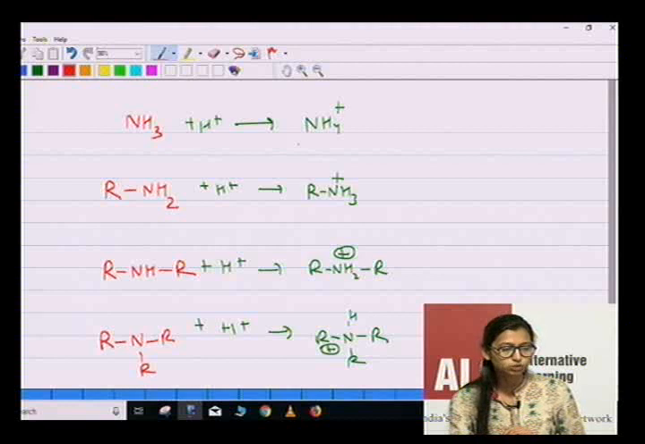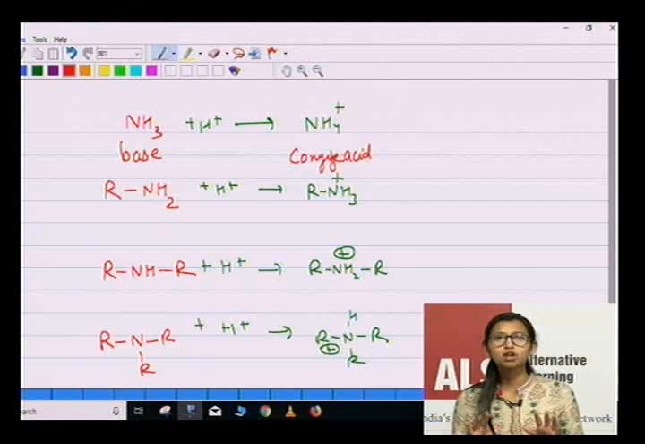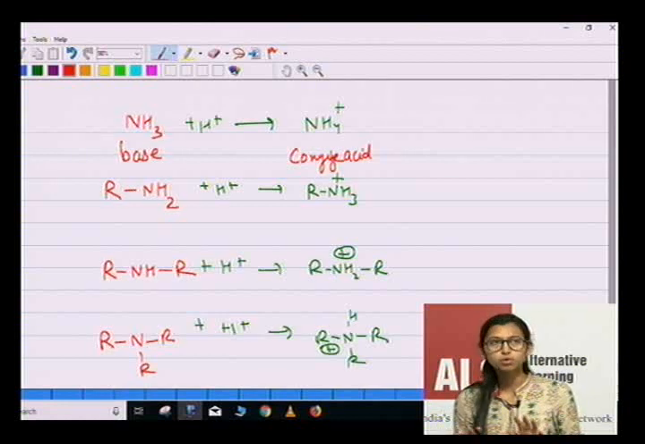Can I write here conjugate acid? This is the thing we have done now. This is the base, then this is a conjugate acid. This is the conjugate acid. How many of you are okay with this? If I write conjugate acid, raise your hands. Clear to everyone? This is so simple, so easy.